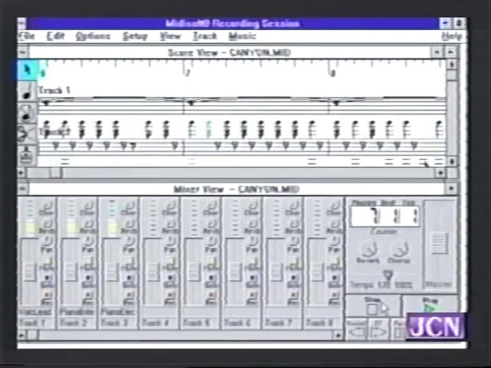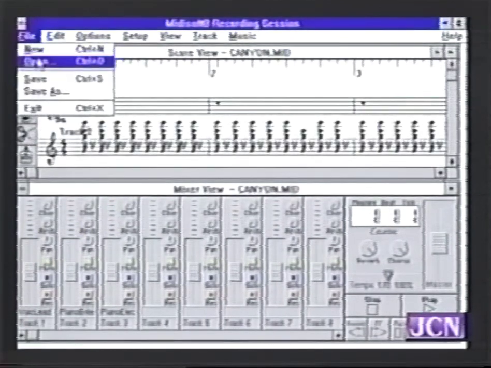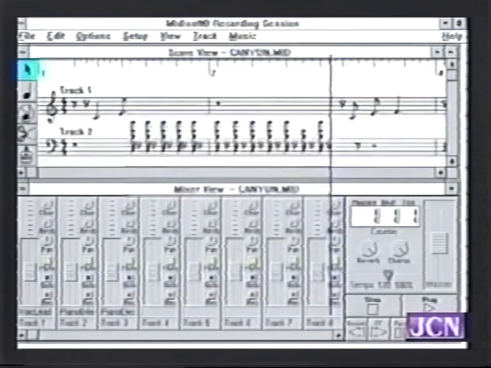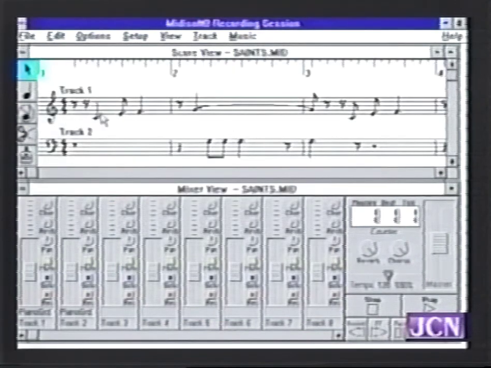One of the things you can do is create your own. For instance, I typed in When the Saints Go Marching In right before I came. This is a tune from sheet music, right off of the music book. So what I'll do is just hit the play button.